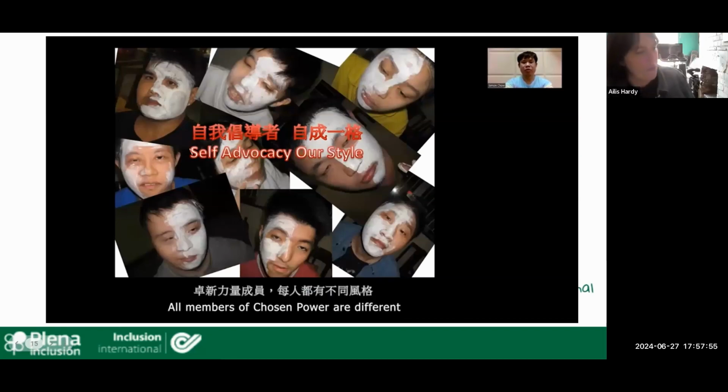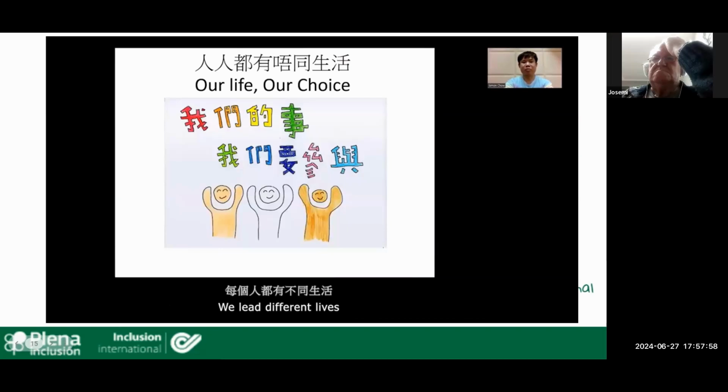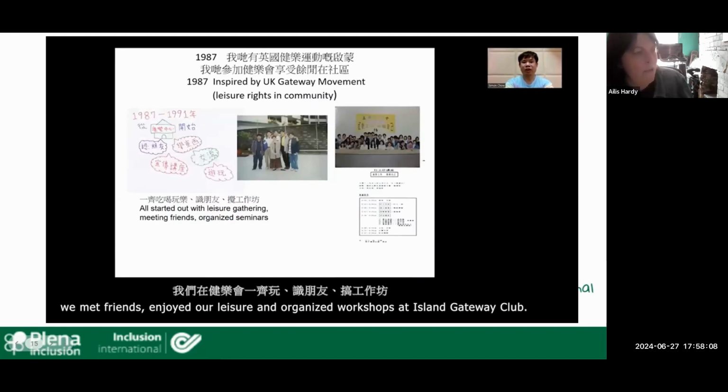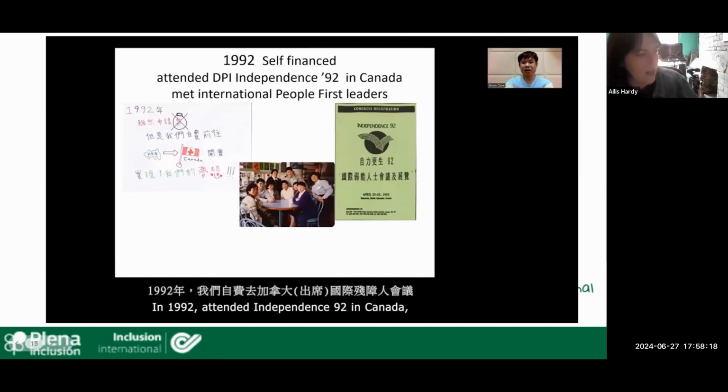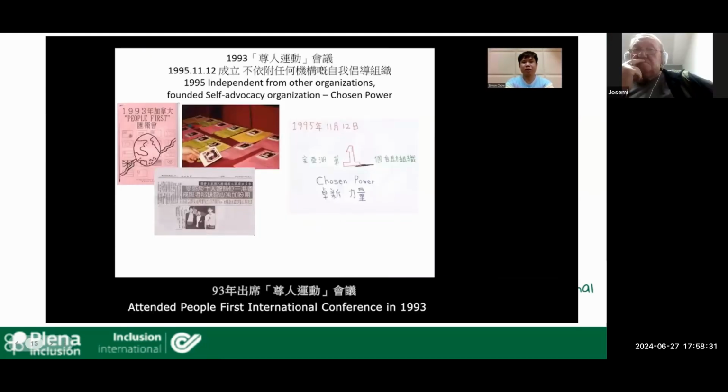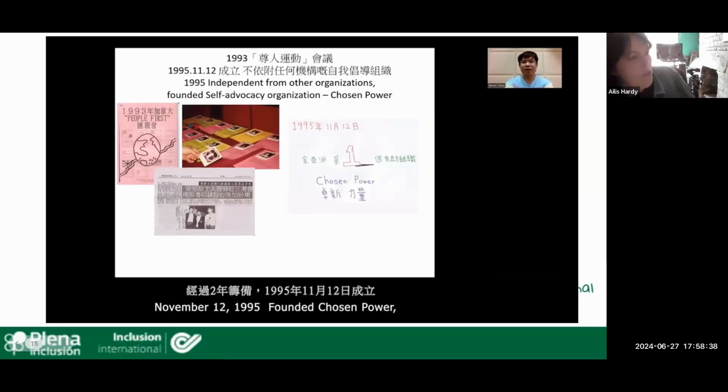All members of Chosen Power are different. We lead different lives. In 1987, being inspired by the UK Gateway Movement, we met friends, enjoyed our leisure, and organised workshops at Island Gateway Club. In 1992, we attended Independent International in Canada. We attended the People First International Conference in 1993. On November 12, 1995, we founded Chosen Power.